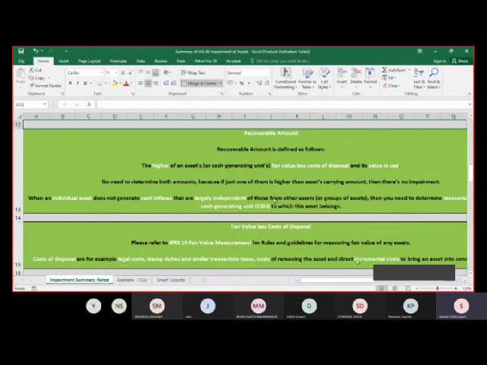So now the recoverable amount. Recoverable amount is defined as follows. The recoverable amount of an asset or cash generating unit is the higher of its fair value less cost to sell, that is fair value less cost of disposal, and its value in use. So it's the higher of the two. If they've given you two values, meaning the fair value less cost of disposal versus the value in use, you check which one is the higher, and then you take that one as the recoverable amount.